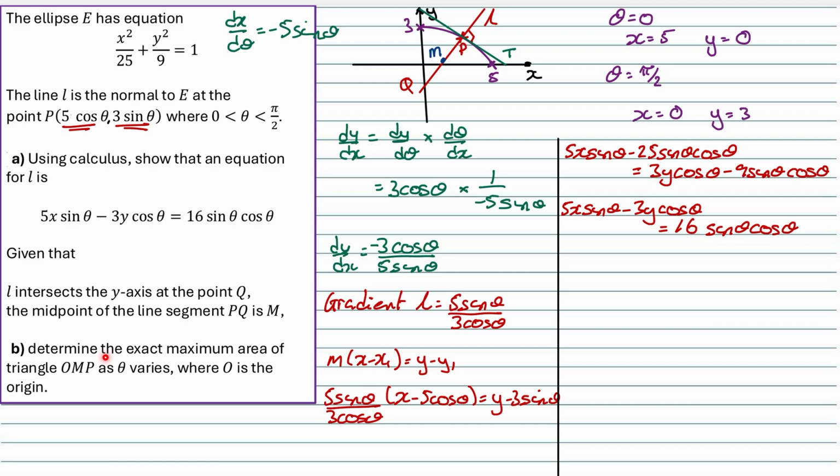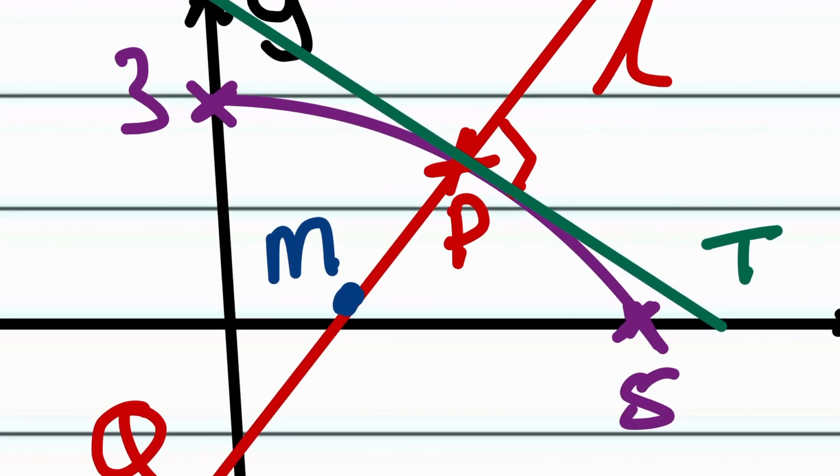We need to determine the exact maximum area of a triangle OMP. So if I zoom in on this, we want from O to M to P. We need to work out the maximum area of this triangle as the point P moves along this curve. The way we can go about this, we know point P is given in the question. We need to work out the coordinates of M. When we have these coordinates, we can use the vector cross product to work out the area of a triangle, because both vectors will come from the origin.